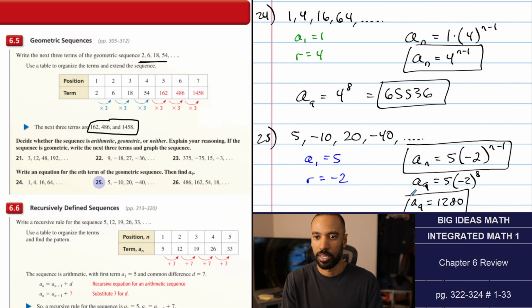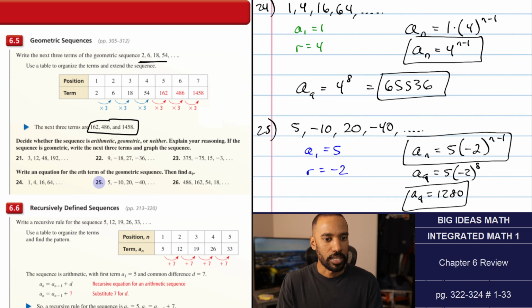I'm stating that because if you mess up on your calculator by not using parentheses properly, make sure that you force it positive. So I'm getting 1280, and that should be the 9th term of this sequence. Positive 1280, like so.